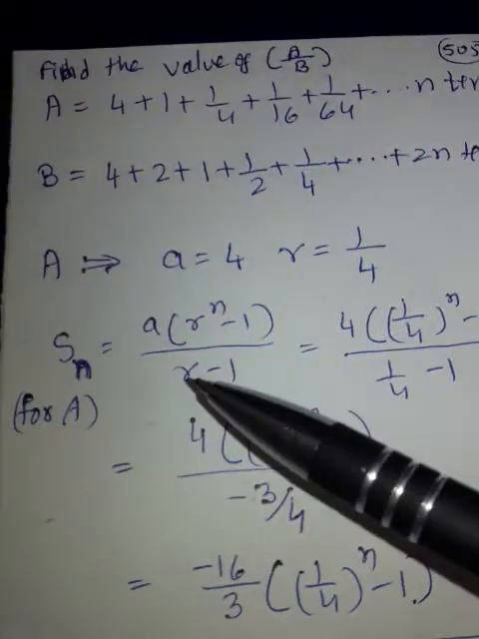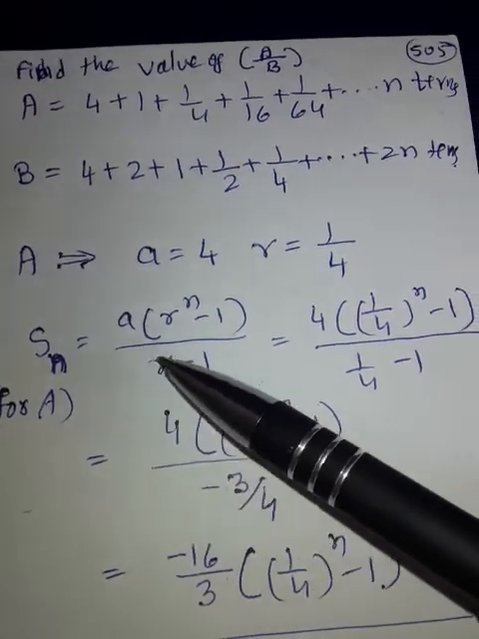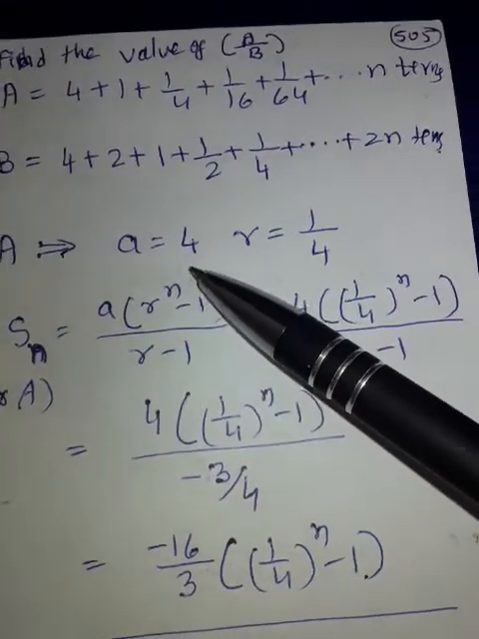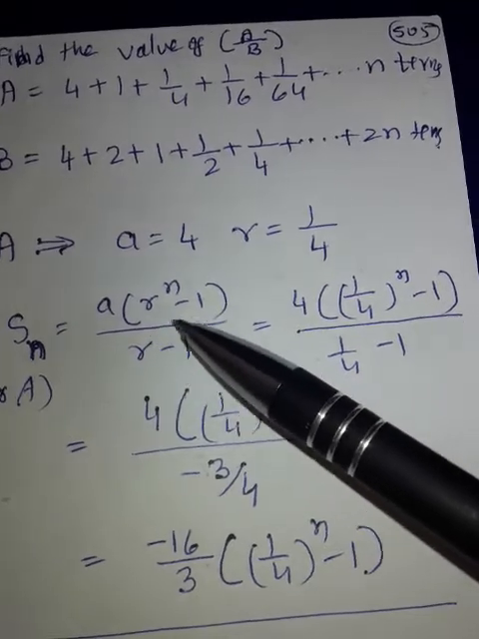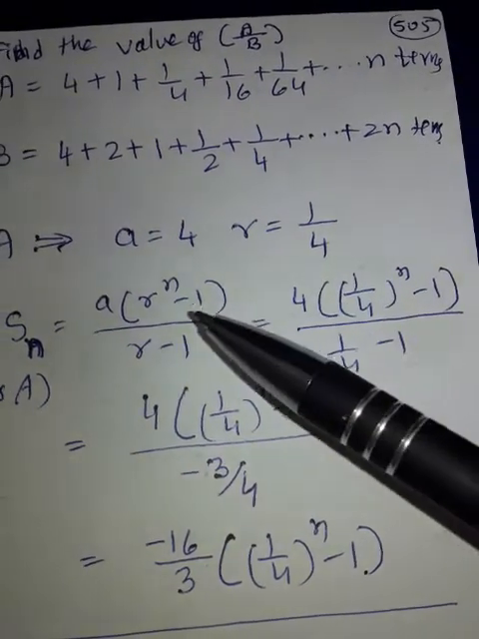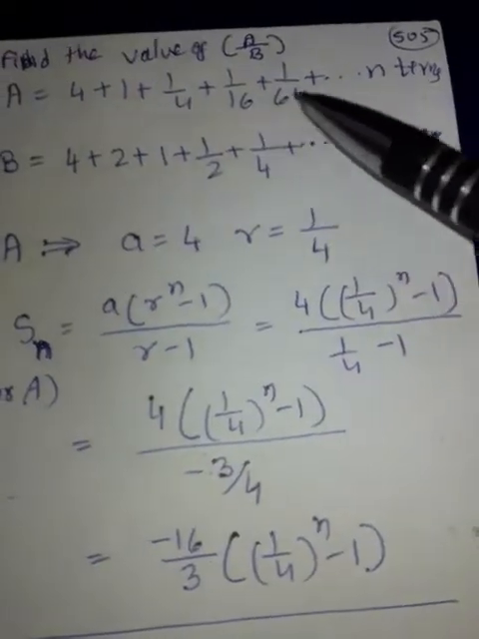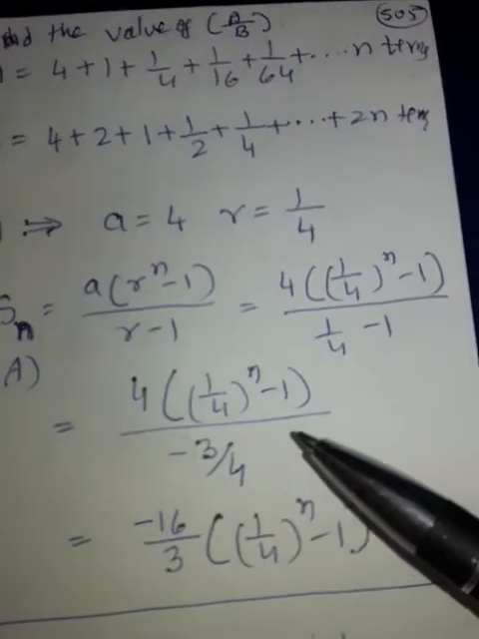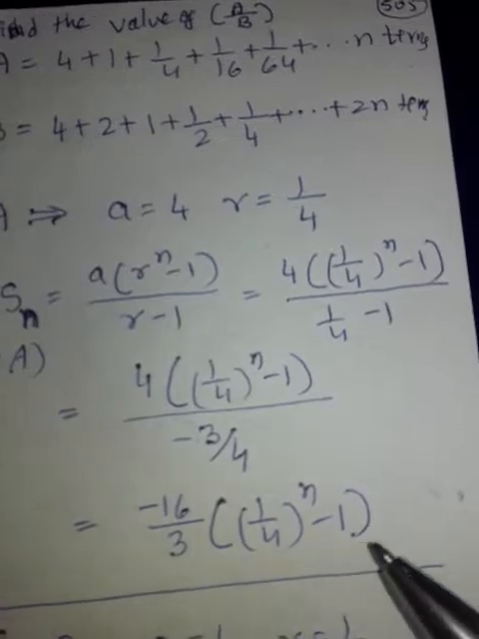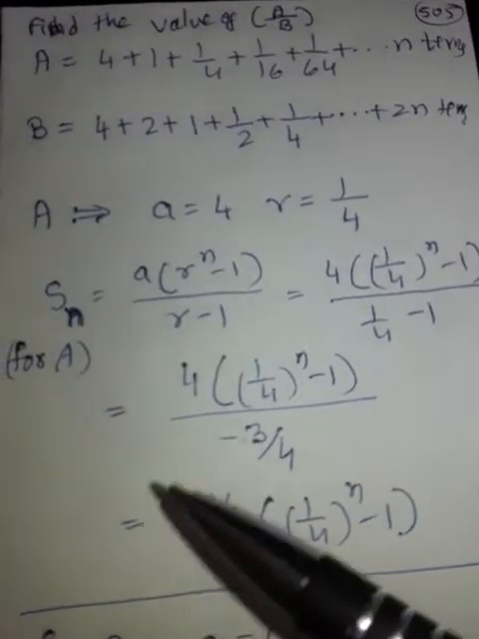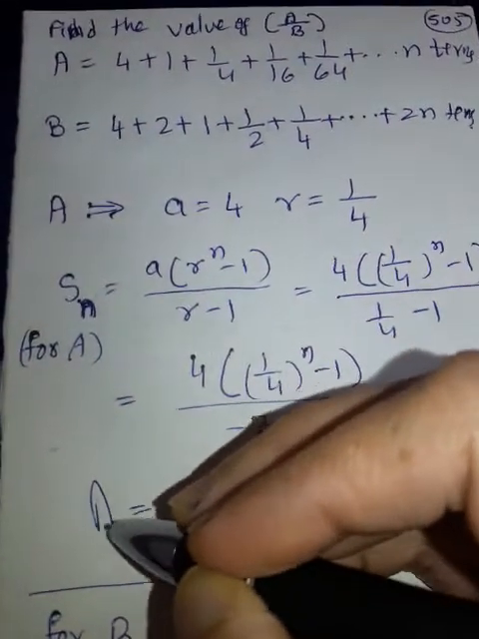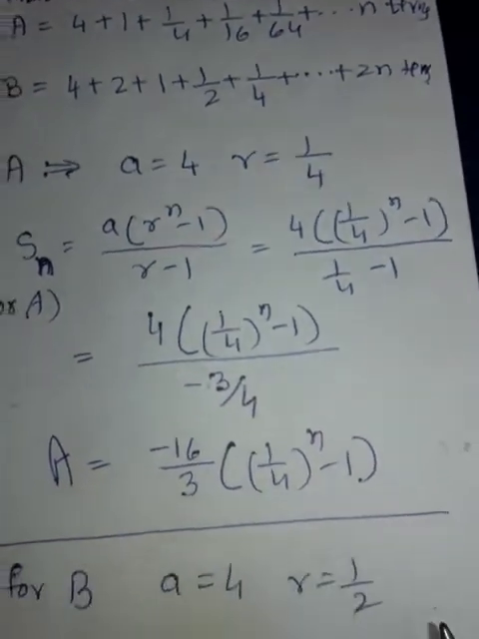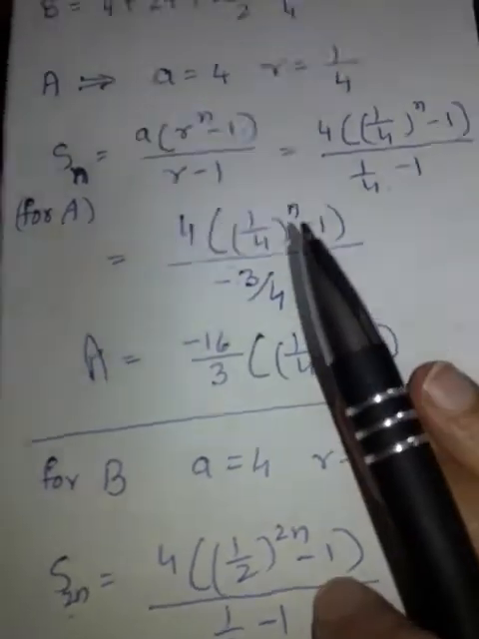I want the sum. So value of A will be what? This is the formula, just substitute everything. In place of A, put 4. In place of R, put 1 by 4. Let n remain as it is because there are n terms, so n won't change. So I have substituted everything and I get this as answer. So this is A. Sum of all terms in GP. This is A.